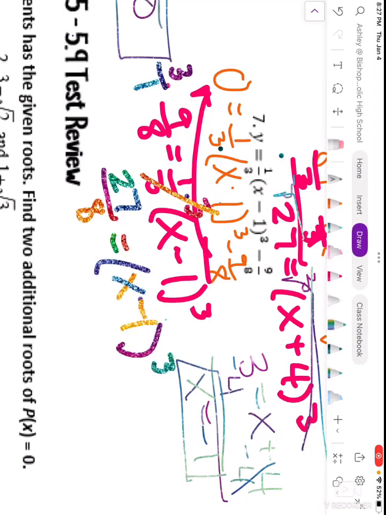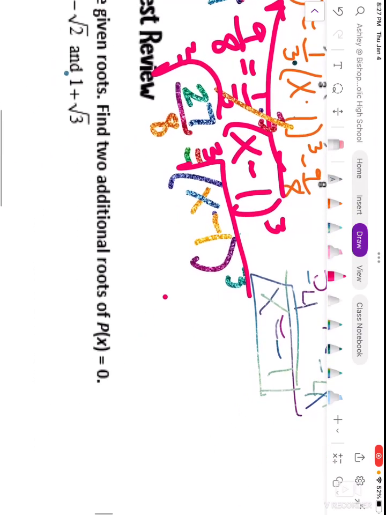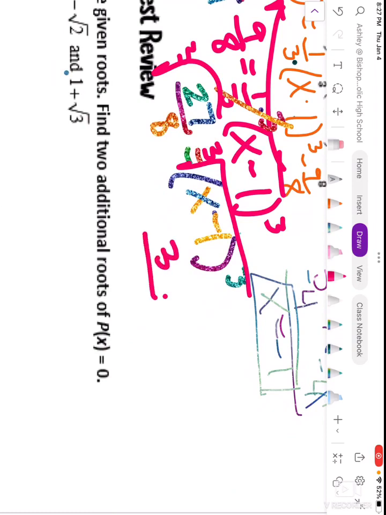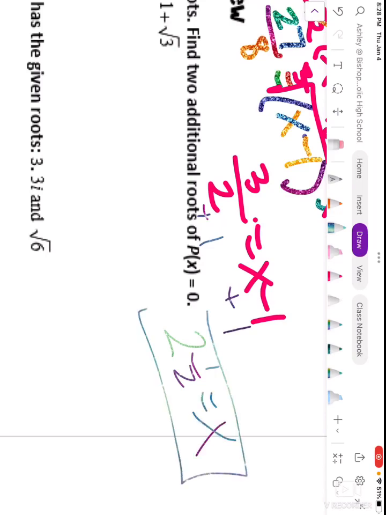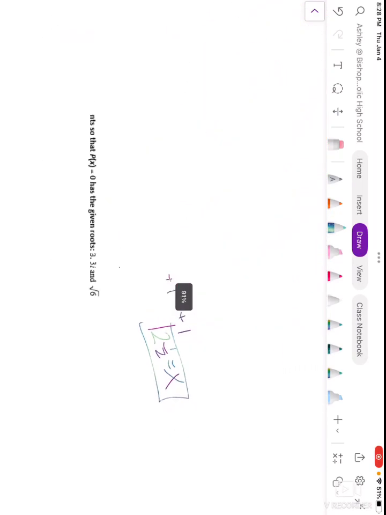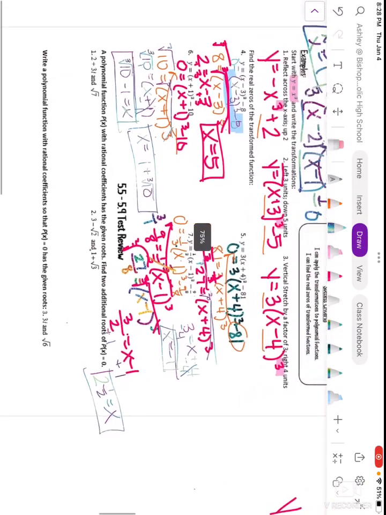I'm going to leave that as a fraction because they're both perfect cubes. And so it'll cube root nice. So the cube root of 27 is 3. Cube root of 8 is 2. So 3 over 2 equals, these cancel, x minus 1. We want x all by itself. So we add the 1 over. 3/2 is the same as 1.5. 1.5 plus 1 is 2.5. So x is 2.5.